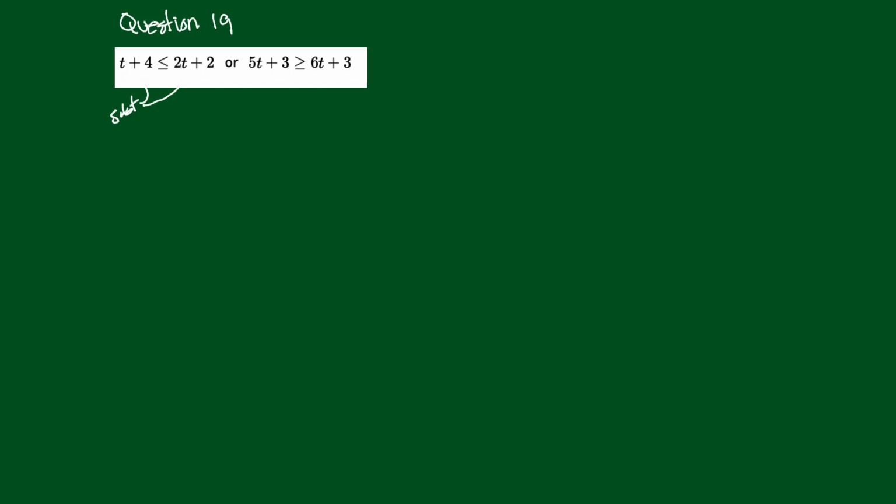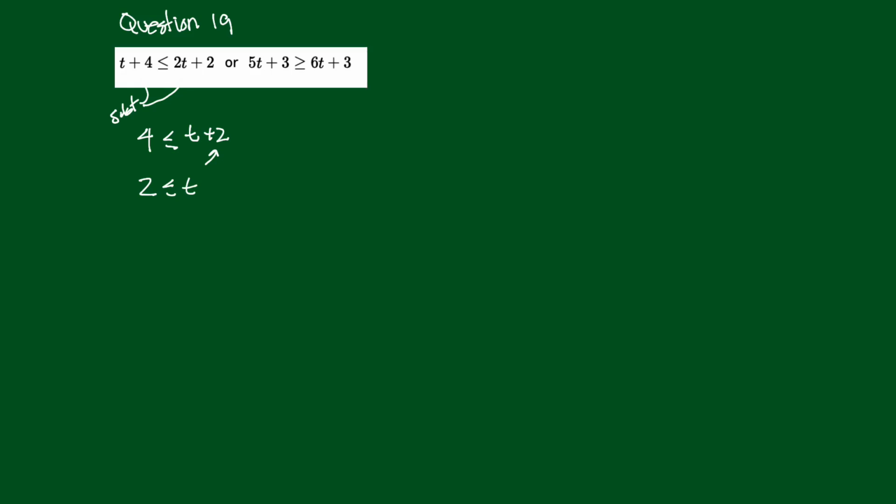Let's do that. So t minus t is gone. I'm just left with the 4, less than or equal to, now over here, 2t minus t is just 1t plus 2. One more step there. Why don't we just subtract the 2? So if I do that, I will get 4 minus 2 is 2, less than or equal to t.